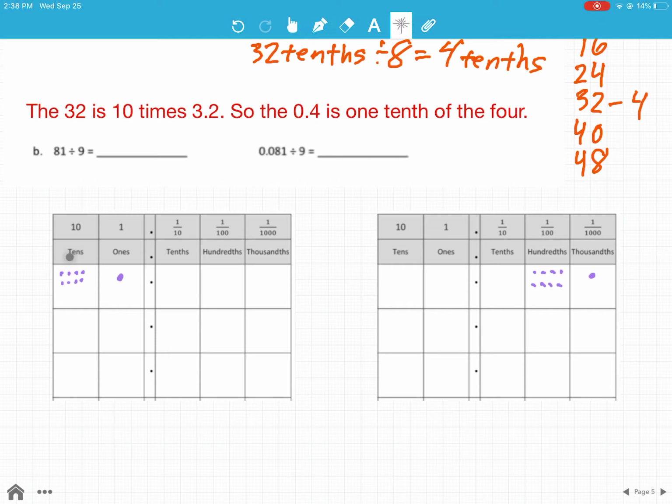All right, so we don't have enough in the tens place. So we are going to go ahead and move them over to the ones place, and they're going to turn into ones. Five, six, seven, eight, nine, 10, 11, 12, 13, 14, 15, and 16. I'm doing it by 5. All right, so we have 81 ones.